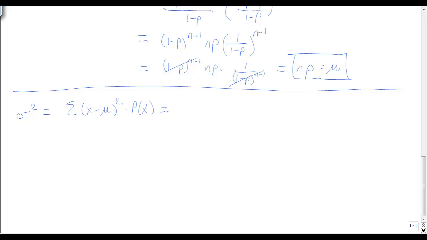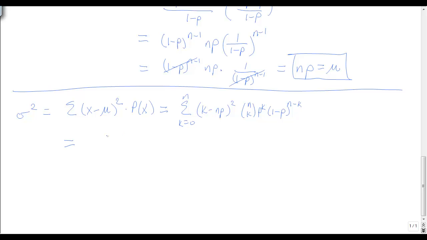In the case of the binomial distribution, this is the sum from k equals 0 to n of k minus mu, where we know that mu is np, squared. And then the probability of getting a k is n choose k, p to the k, times 1 minus p to the n minus k. So we get this summation, and now we want to simplify it down, and particularly want a closed form.